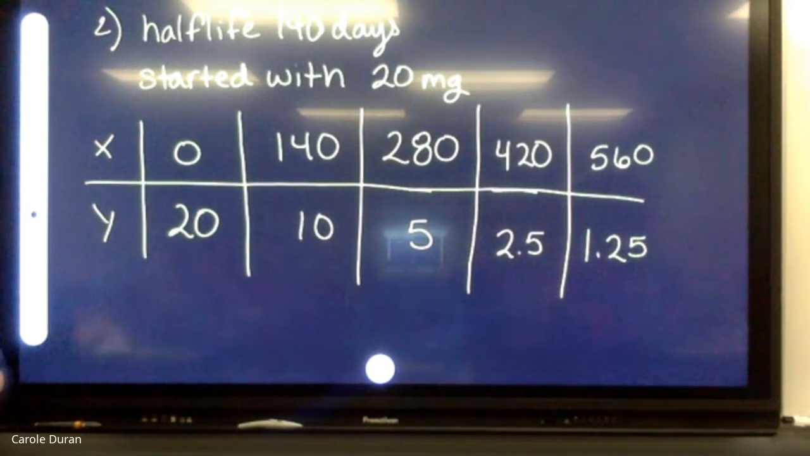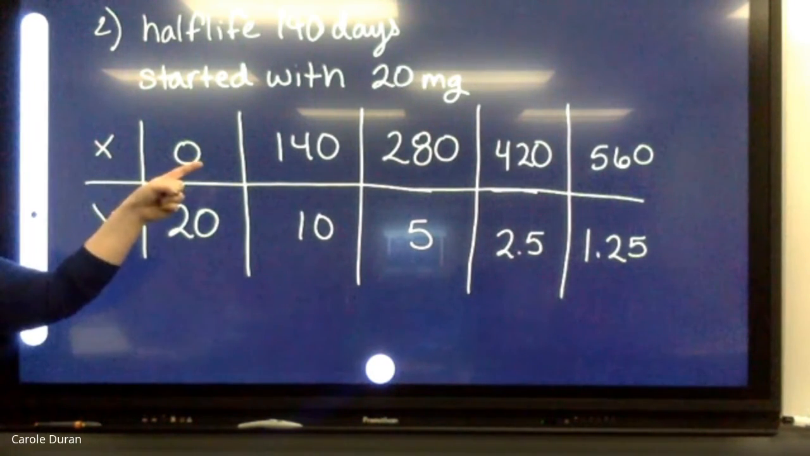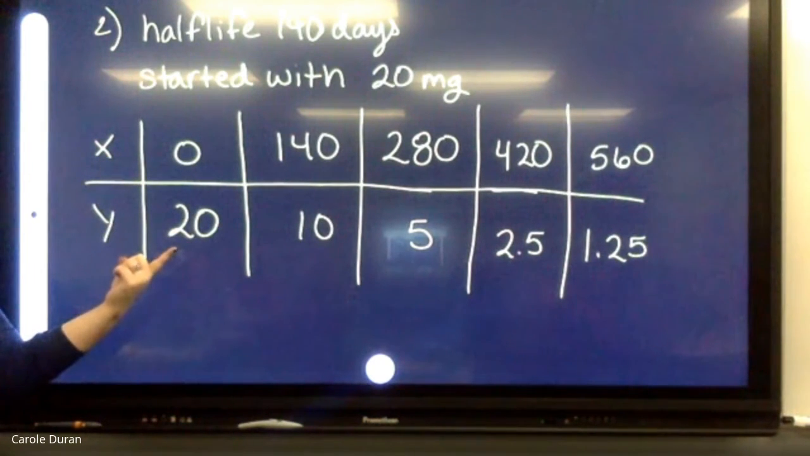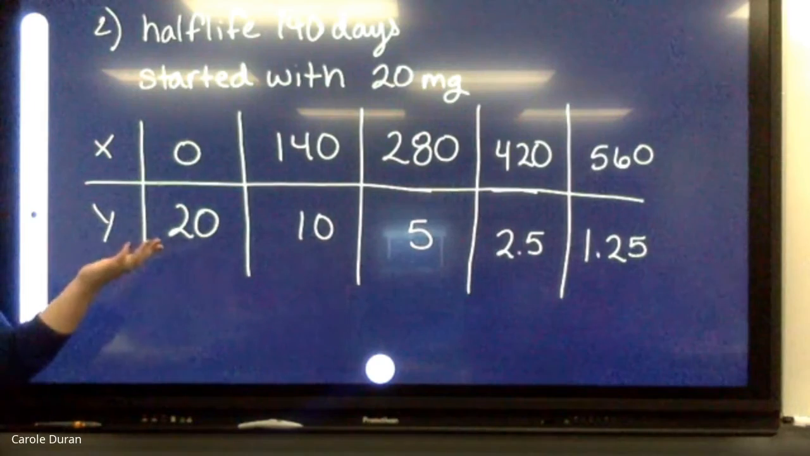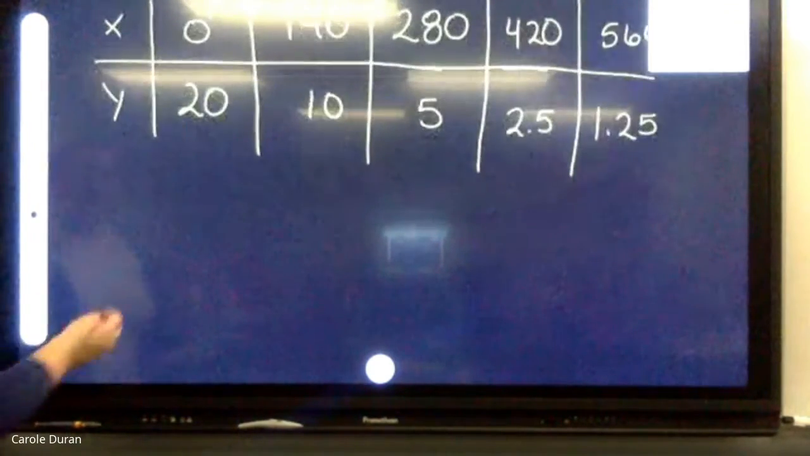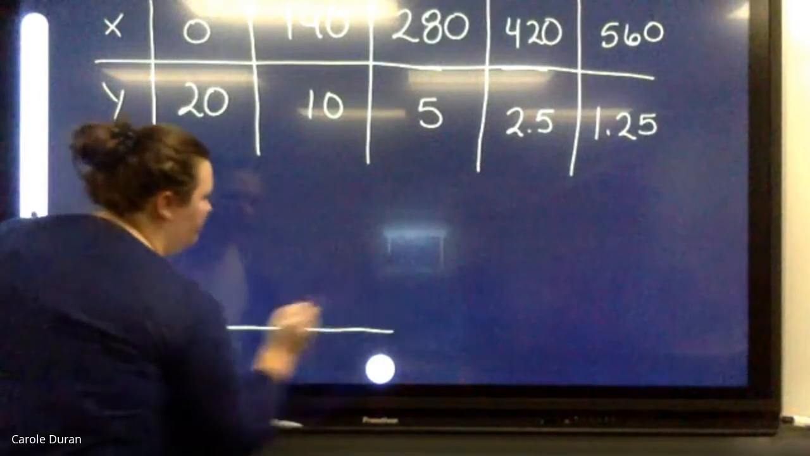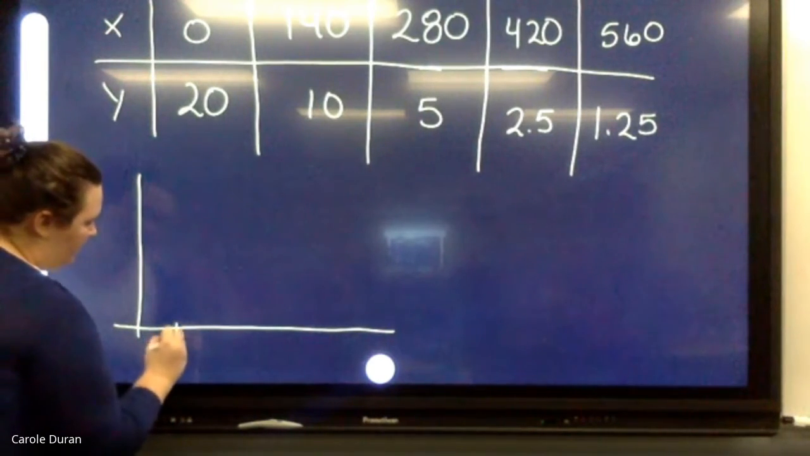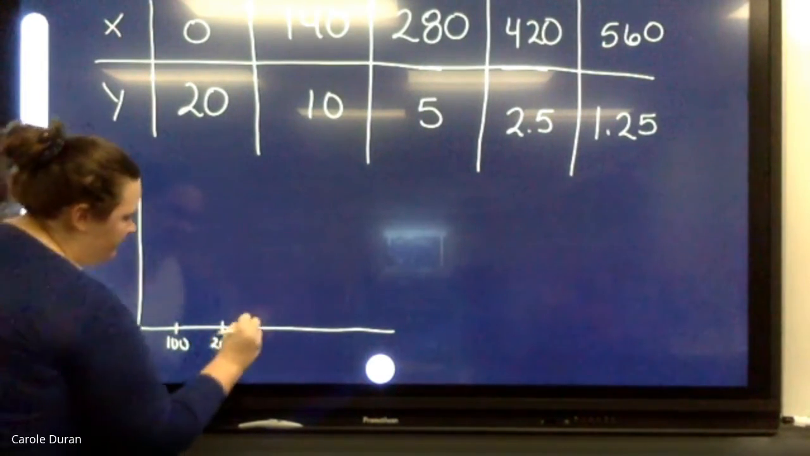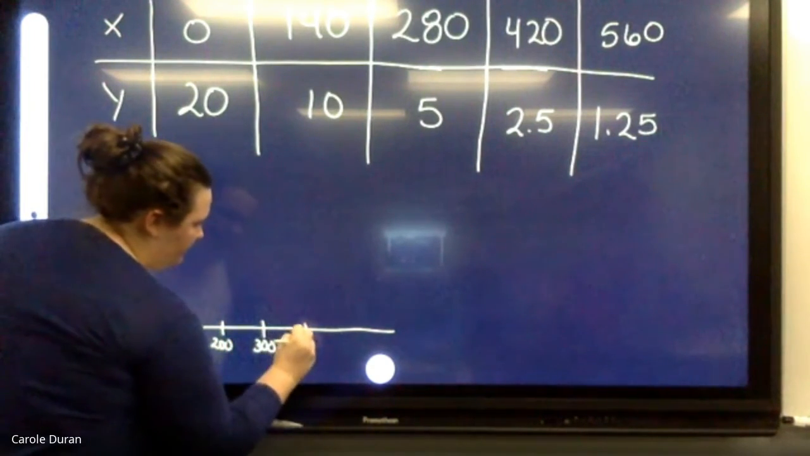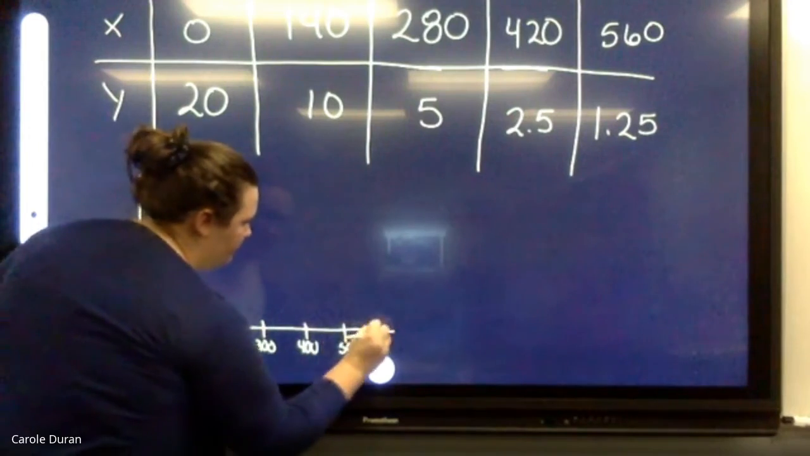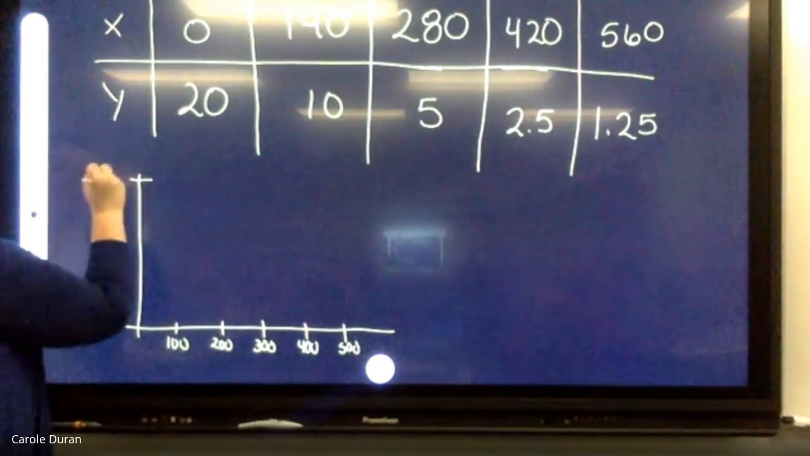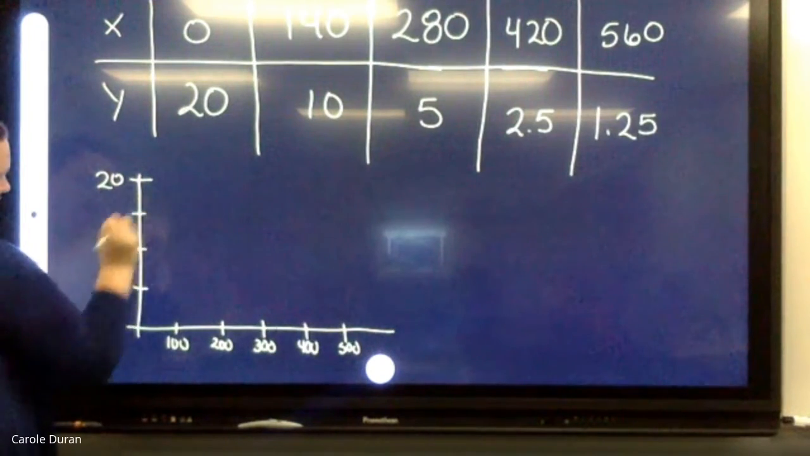Do I have to include any quadrant other than quadrant 1 on this coordinate plane? No, because I'm only dealing in positive time, and I can never have a negative amount of the polonium. The least I can have is 0, and I have not reached that yet. So I go ahead and I draw my graph. I'm going to go ahead and count by 100s down here on my x-axis. And then obviously 20 is going to be my starting. And we'll go from there.